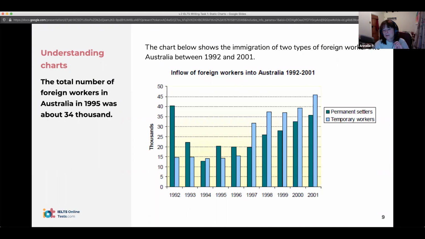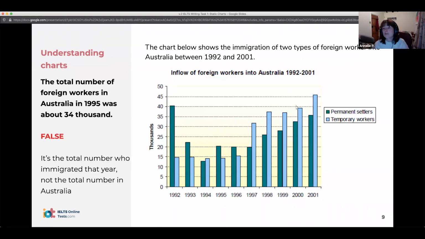If you said false, why do you think that that is not correct information? Okay, very good. Mustafa, again, you're very much on top. Okay, and Abdullah, it's not the total number of foreign workers in Australia, it's the number of people who entered Australia in that year. Okay, so there is a difference between that.